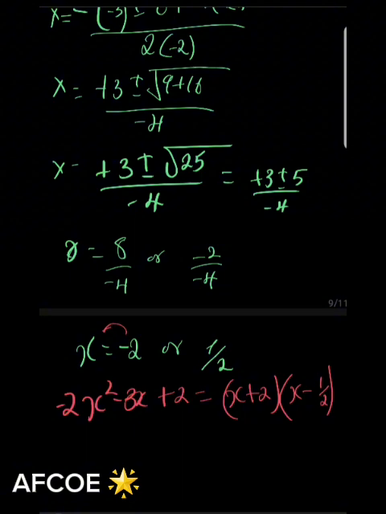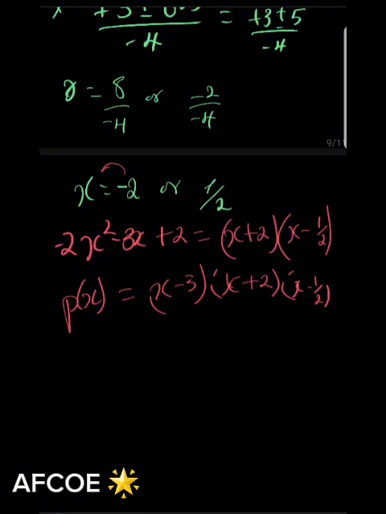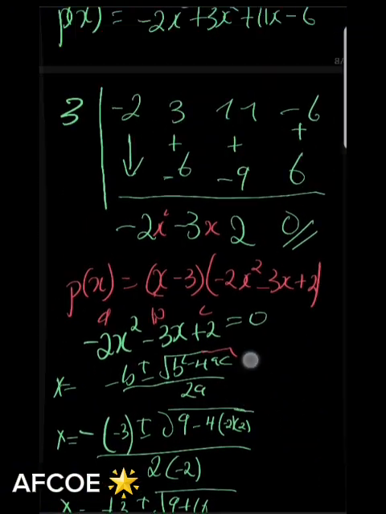Okay, so these are the factors that we got. So we now have p of x factorized completely as x minus 3 times x plus 2 times x minus a half. So these are our factors. We have factorized p of x completely. That is the b part.